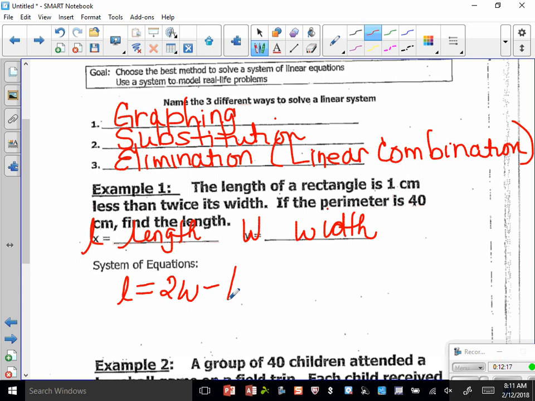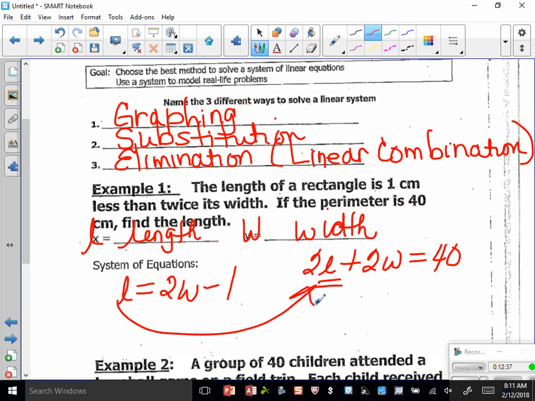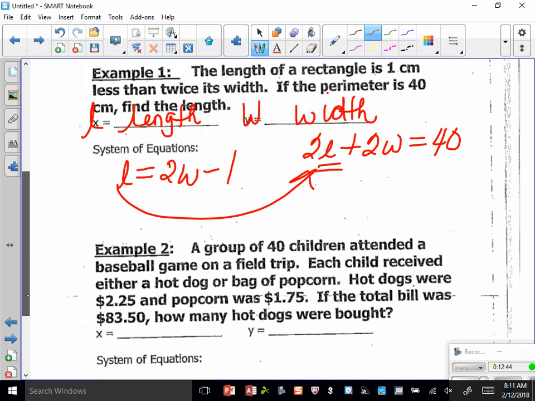Well, you do need to know the perimeter formula. What is the perimeter formula? 2L plus 2W equals 40. Okay, there are your 2 equations right there. I'm not going to solve them. That part you guys will do. L has already been isolated, so you can just replace L right into that perimeter equation. Solve, get your W, and then find out what L equals at the end.